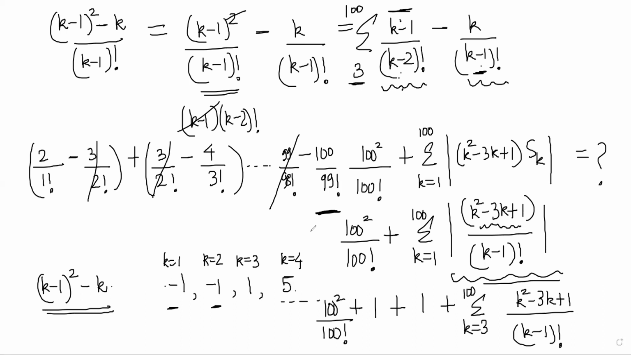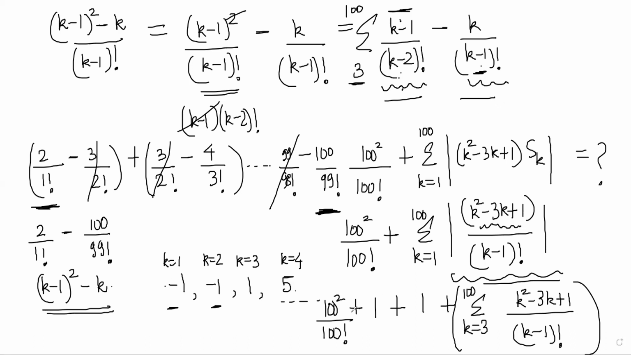Yes, sir. Do you understand? There is only this and this left: 2 by 1 factorial minus 100 by 99 factorial. That is equal to the sum of this. We are getting it by the simple method of difference. Right? Are you understanding what I'm saying?